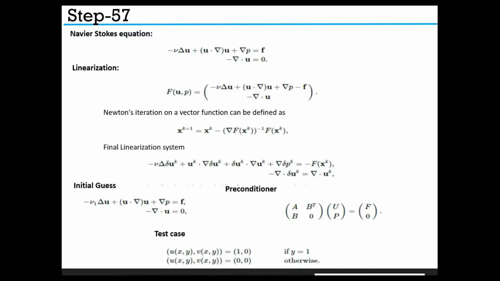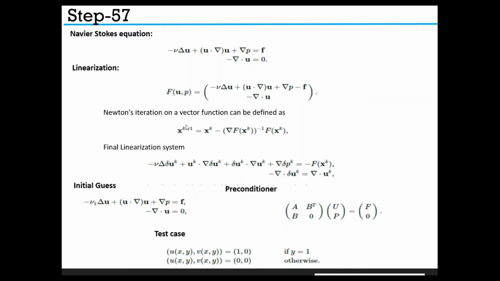They define a nonlinear function whose root is the solution of the Navier Stokes equation by this equation. So assuming the initial guess is good enough to guarantee the convergence of Newton's iteration, denoting x, this x will be dependent on the velocity and the pressure. So in that case, the Newton's iteration on a vector function can be defined like that.